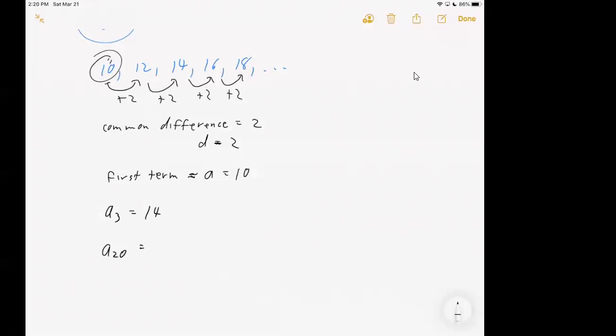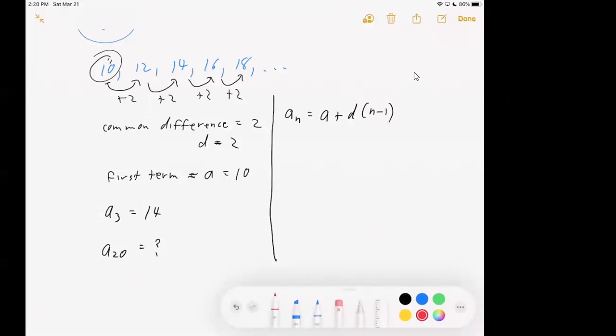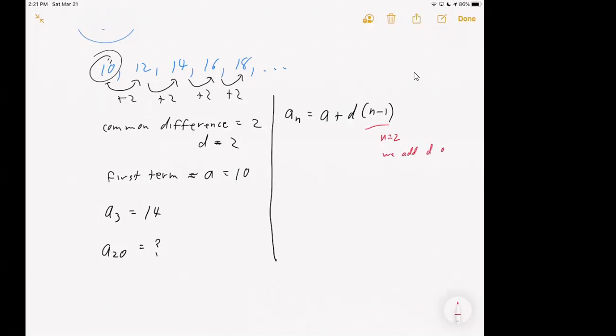So if you wanted to find a20, you would want to go back and remember that we can find, for an arithmetic sequence, any term in the sequence by taking the starting value plus the common difference d times n minus 1. Now remember, the n minus 1 was because we didn't have to add the difference for term 1. We start when n equals 2, we add d once. And when n equals 3, we add d twice, and so on. So that's why we have the n minus 1 in there.